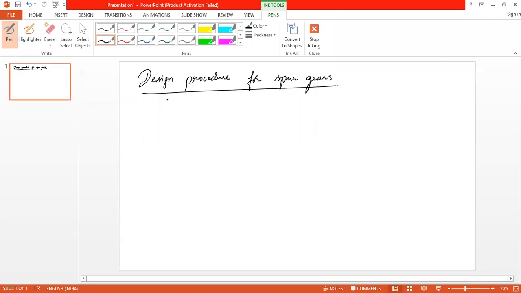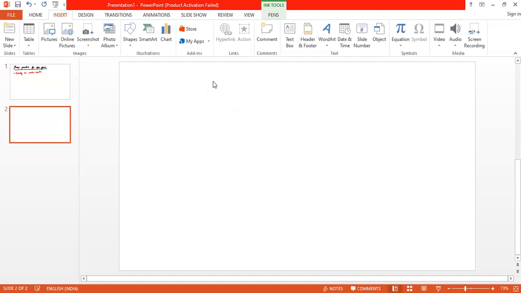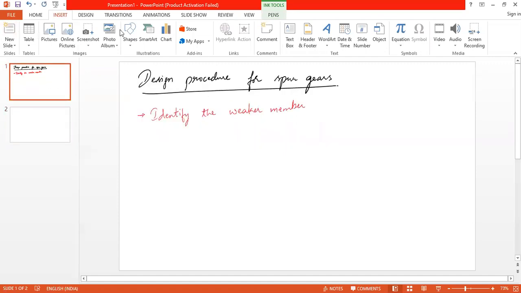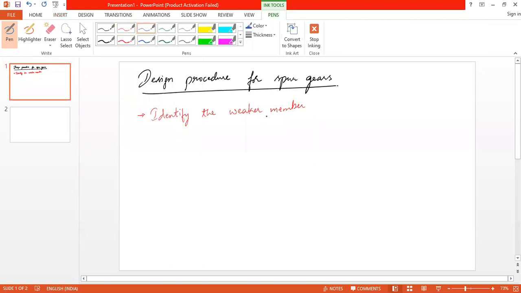So what will be the first step in the design of gears? What is the first step? To identify the weaker member. To identify the weaker member, what are the things we need? I need to draw a table.